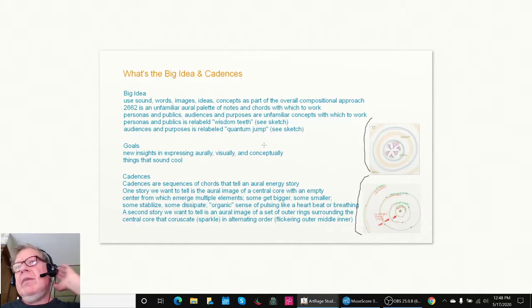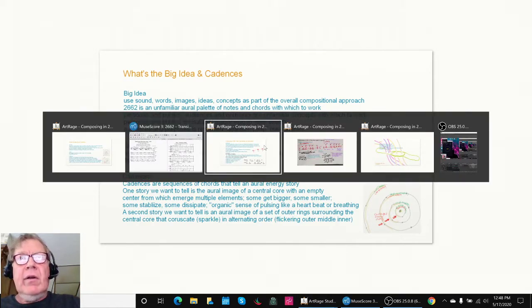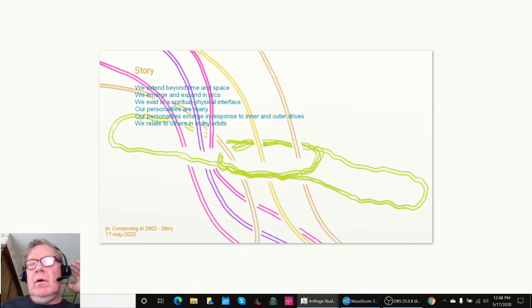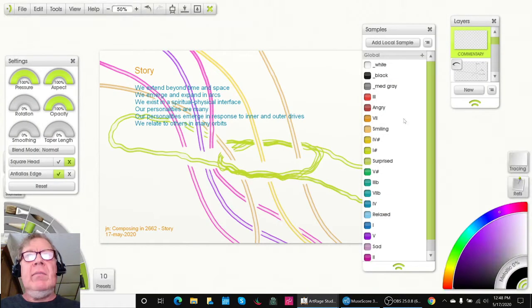And we spent some time and we realized that we have three other concept pictures. So we said, well, let's move back from the big idea and try to compose a story. And this is the story, and an image that goes with it. The story is that we extend beyond time and space. We emerge and expand in arcs. We exist in a spiritual physical interface. Our personalities are many. Our personalities emerge in response to inner and outer drives. We relate to others in many orbits.